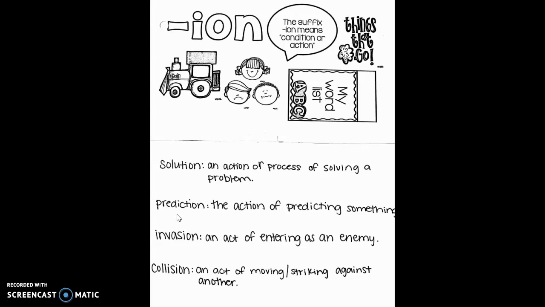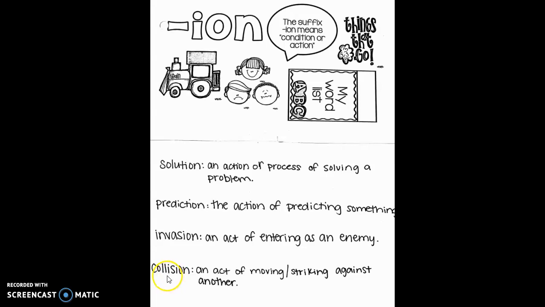I need to use my prediction skills to figure out what happens at the end of the book. There was an invasion during the war. Or I saw a collision of two cars at the intersection.